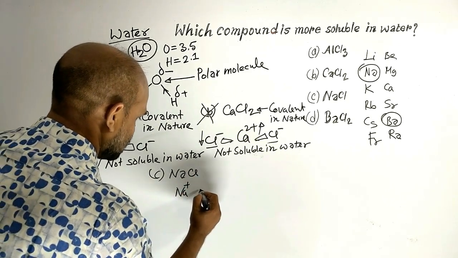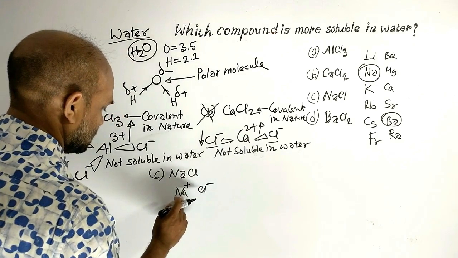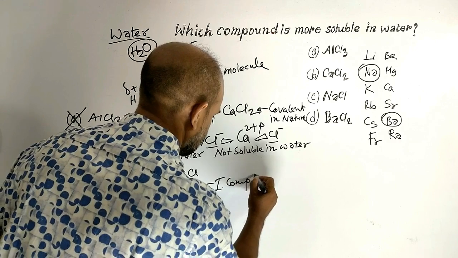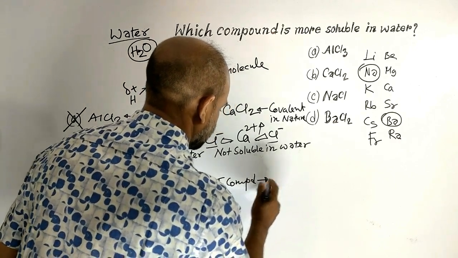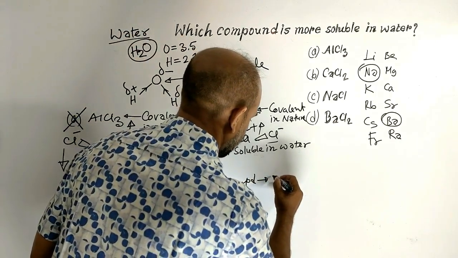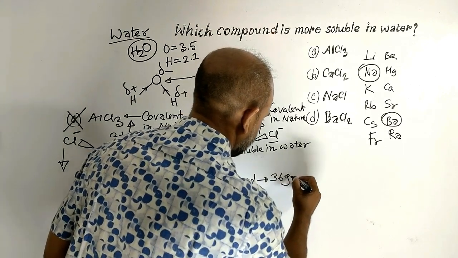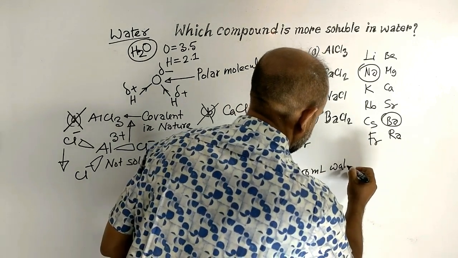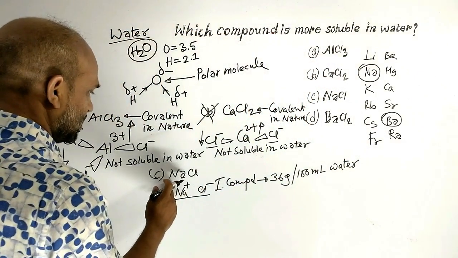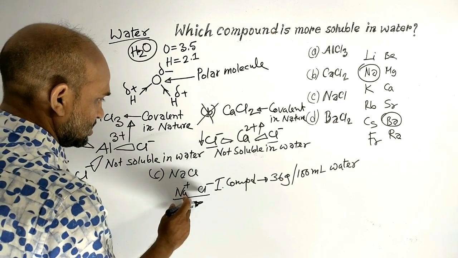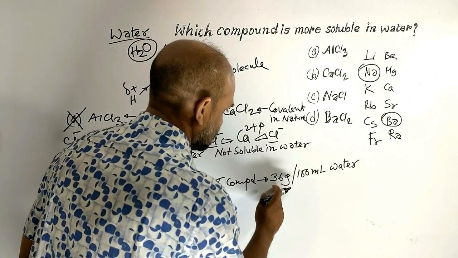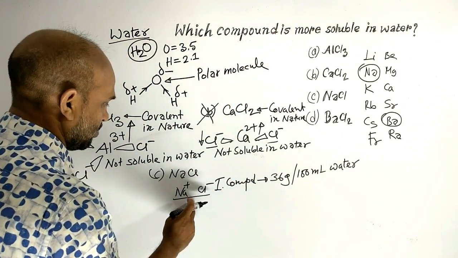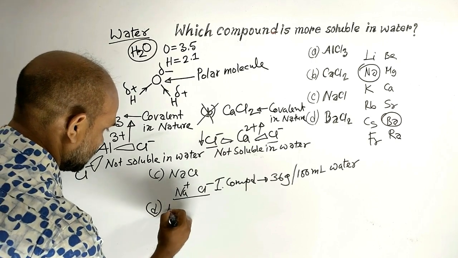Sodium has a plus charge. This has a minus charge. This is an ionic compound. So, this is soluble in water and its solubility is 36 gram per 100 milliliter water. Sodium chloride is soluble in water, 36 gram in 100 milliliter water, as it is an ionic compound. Now let us see barium chloride.